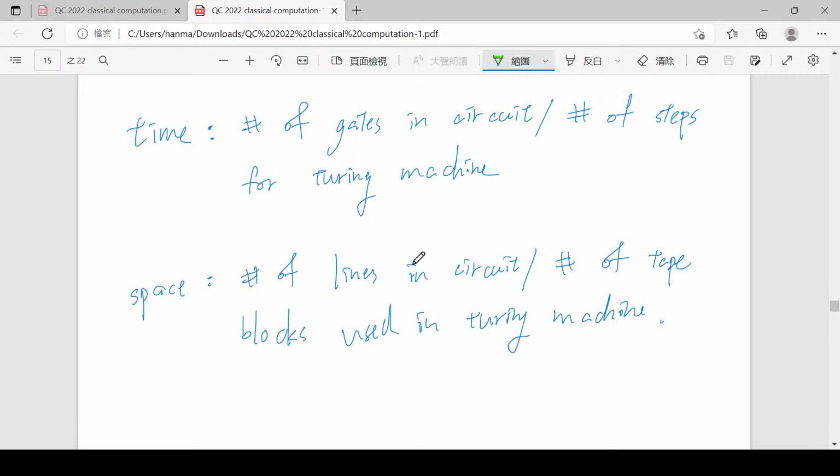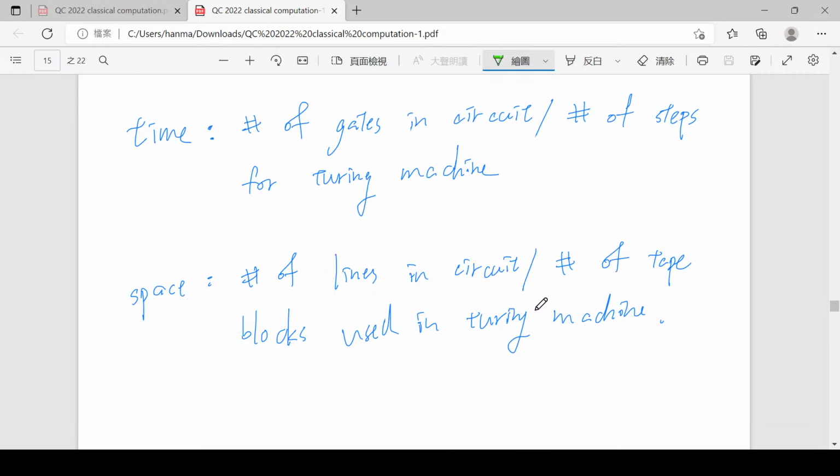And in terms of the models we introduced in this chapter, the space is how many wires, so the number of lines in your circuit model. And in terms of Turing machine, it is the number of tape cells, although we say the tape is infinitely long. But if we really want to count the space, then the number of tape blocks that actually get used in a Turing machine is the space of your algorithm.